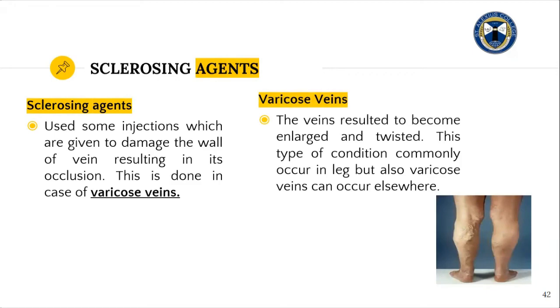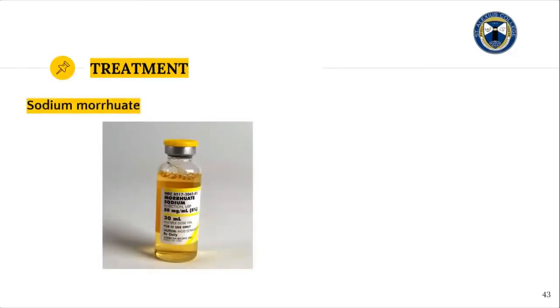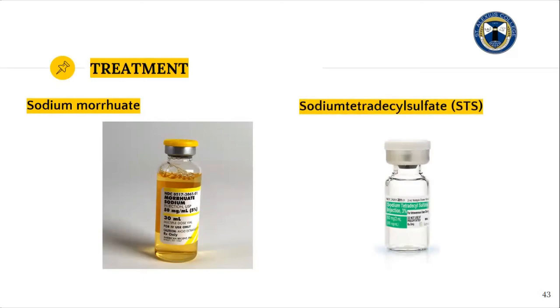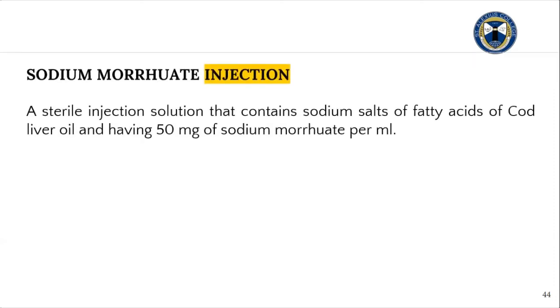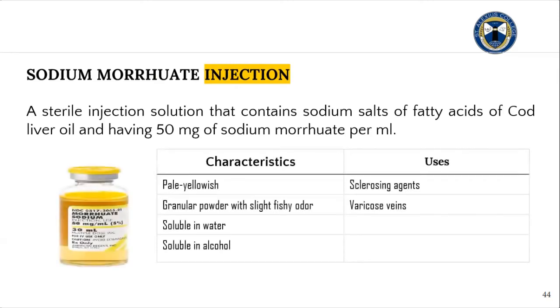The condition commonly occurs in the leg, but some also occur elsewhere in the body. The treatment for varicose veins is the use of sclerosing agents such as sodium morrhuate and sodium tetradecyl sulfate, known as STS. First is the sodium morrhuate injection. It is a sterile injection solution that contains sodium salts of fatty acids of cod liver oil and has 50 mg of sodium morrhuate per ml.